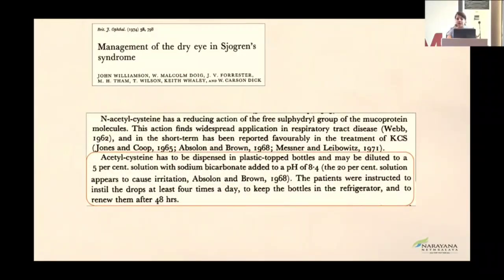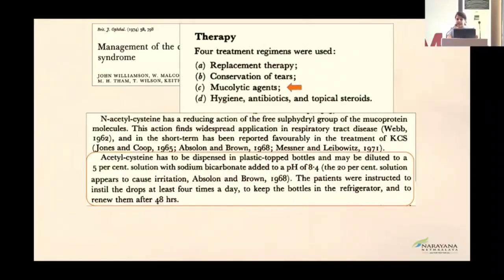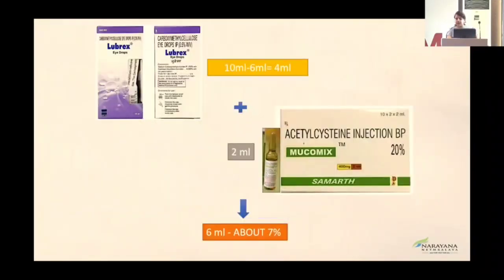Now, the role of mucolytics. N-acetylcysteine, which was first used in pulmonary disease, can be used in aqueous deficiency dry eye. It is available as a Mucomix injection. 20% is too strong. Take 4 ml of the CMC and mix it to 2 ml to get a 7% of Mucomix injection.